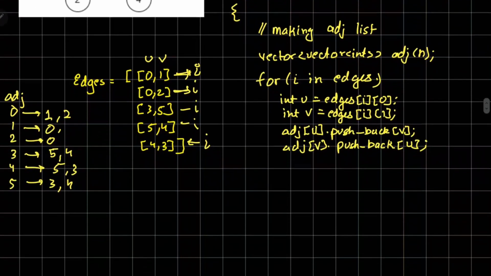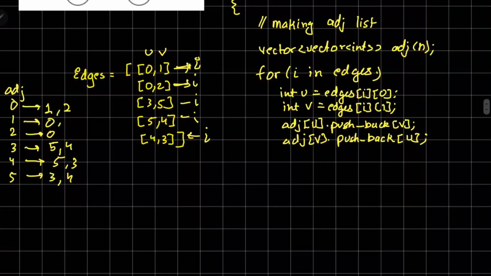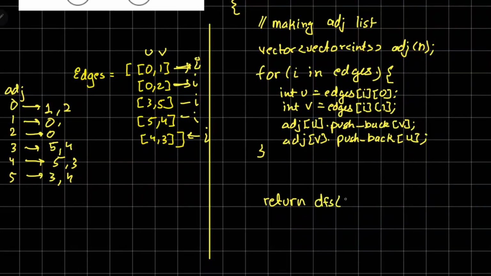Now as we have made the adjacency list, we will move to the actual calling of the DFS function. Let me write here. Okay, so now we will call the DFS function over the source vertex. So DFS will be of return type, so return DFS adj.